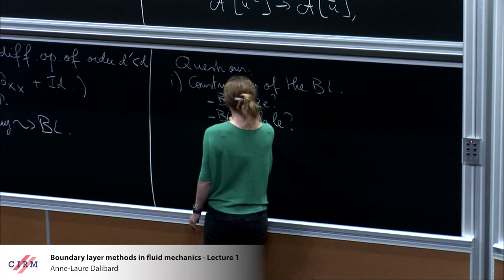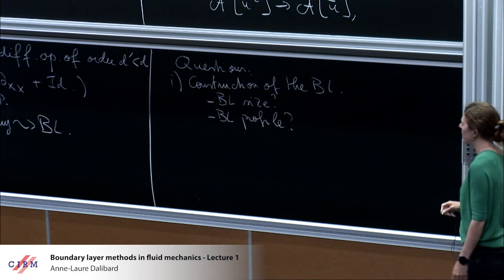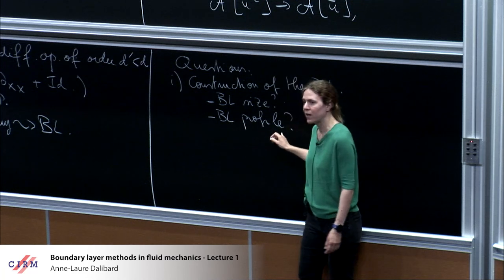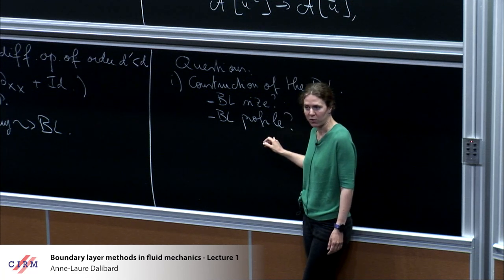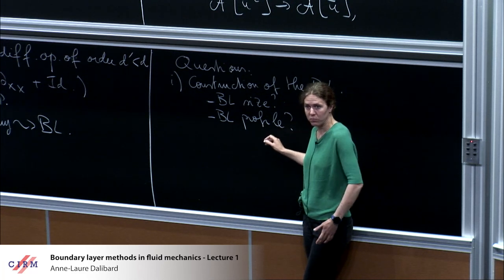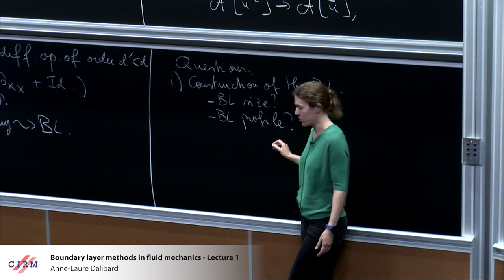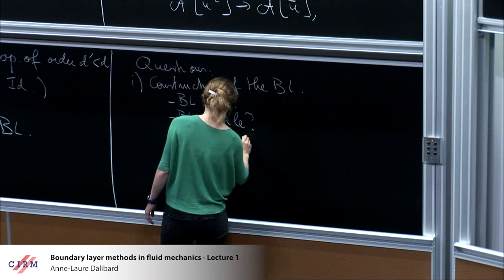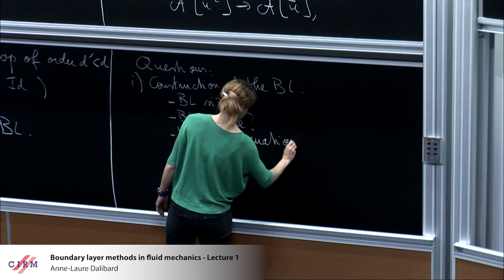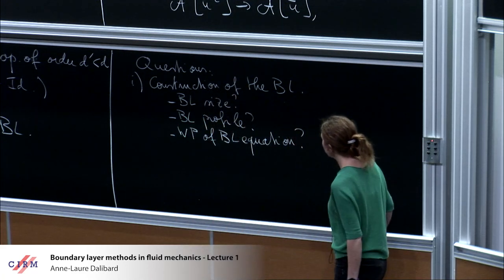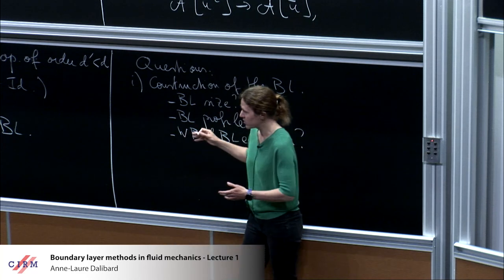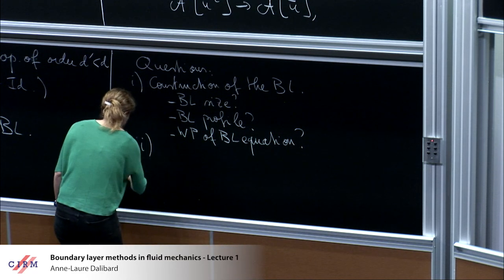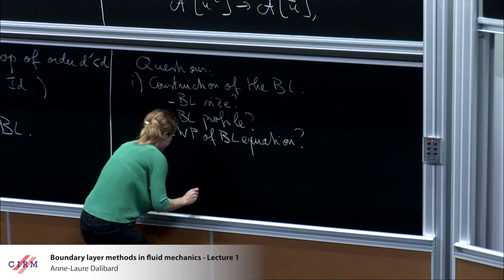And so when I talk about boundary layer size and boundary layer profile, here what I mean, so sometimes you might have an explicit profile, but in other cases where you don't have an explicit profile, what you want to do is prove some well-posedness on your boundary layer equation. So this is the first question, and then the other question, in a second step, but it's disconnected from this one, is the proof of validity of your boundary layer ansatz.